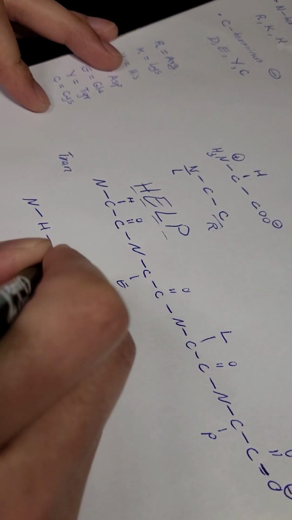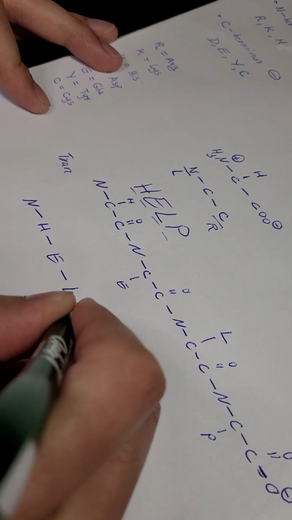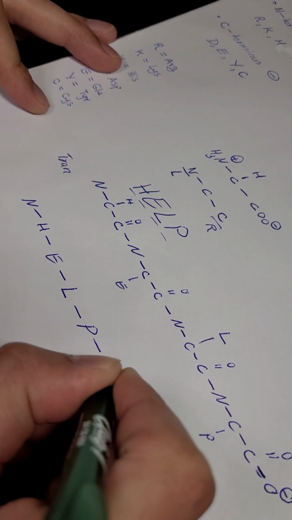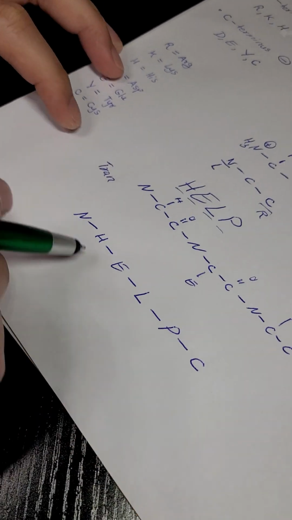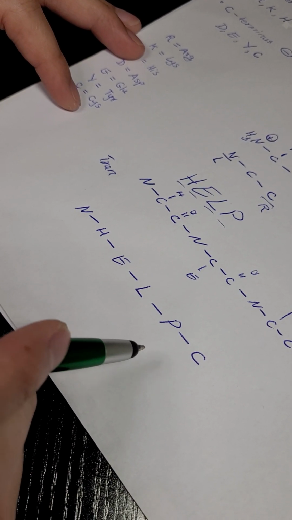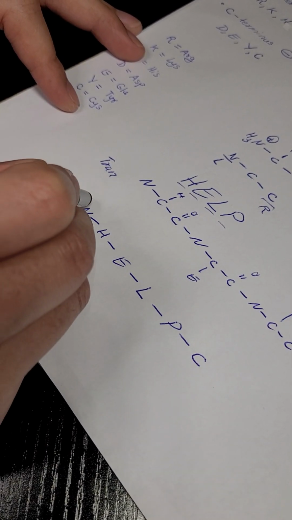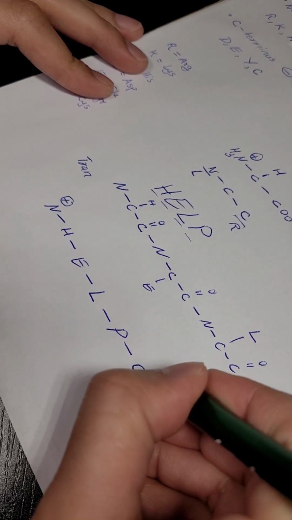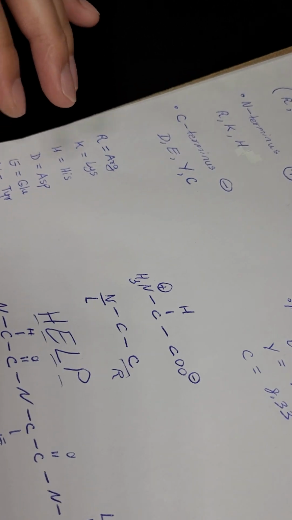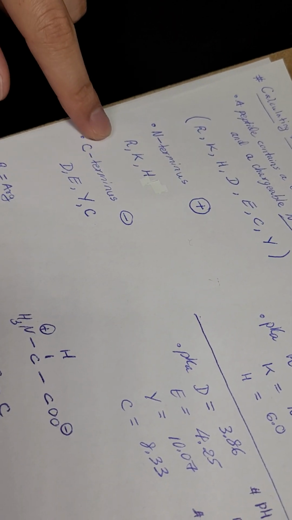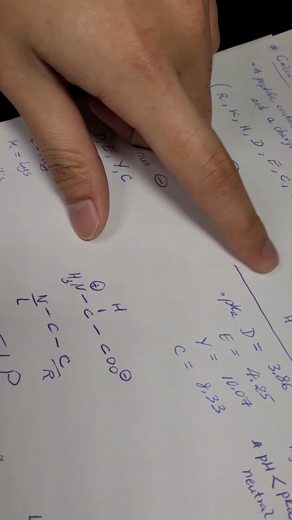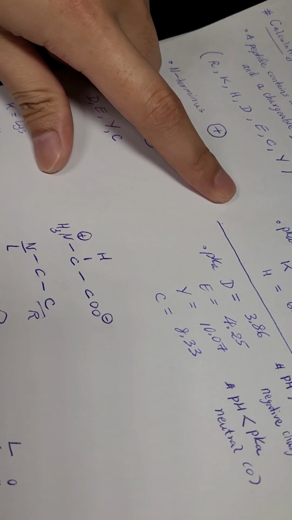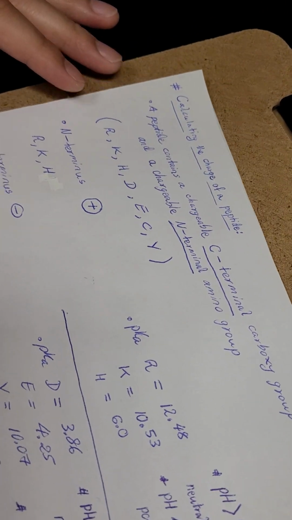H, E, L, P, C. You just draw like this. Remember that I told you before, N is positive charge only, C is negative charge, and you can see over here the 7 letters that we have.